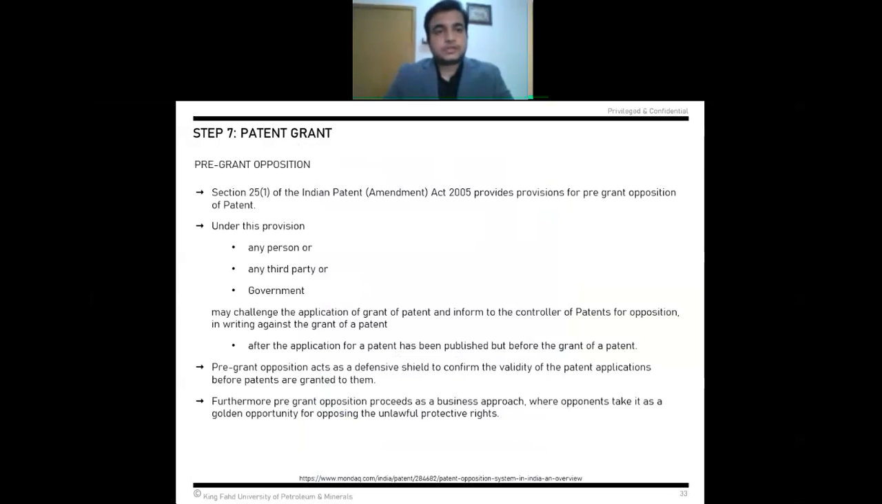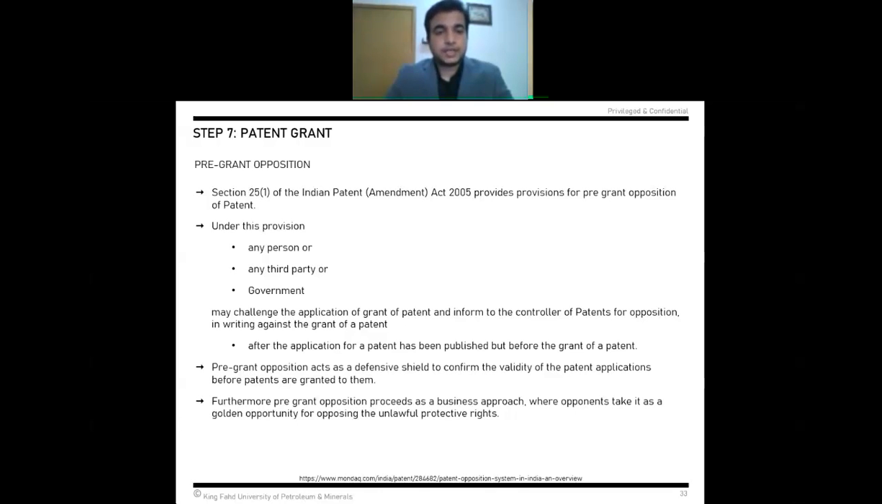There is also a scope for pre-grant opposition, which means that once a patent application is published, any person or a third party, a company or a government, can challenge the validity of the patent by submitting a written application to the Indian Patent Office. So let's say I own a company which works in a certain field, and I came across a patent application which is owned by my competitor.